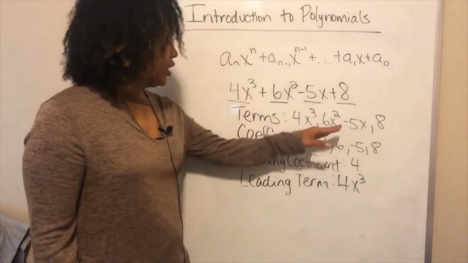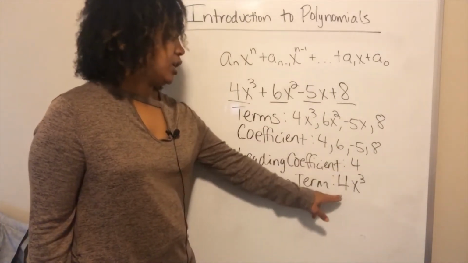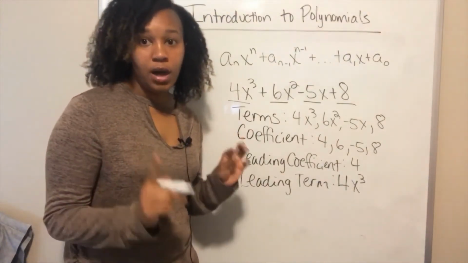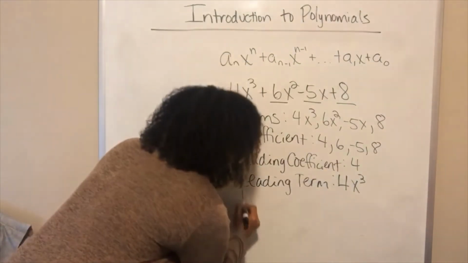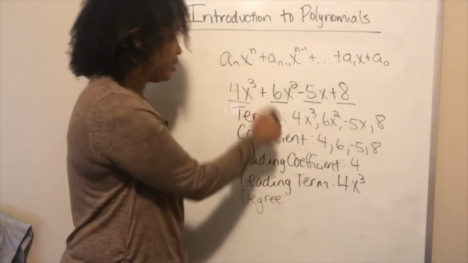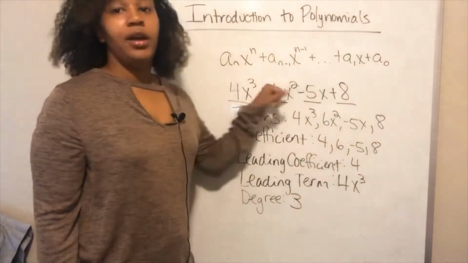Alrighty, so these are my terms. Here are my coefficients of each term. Here's the leading coefficient. Here's the leading term. And then one other thing we want to talk about is the degree. A polynomial has a degree, and the degree is just the biggest exponent. So the degree of this polynomial is 3. That is the biggest exponent in the polynomial.